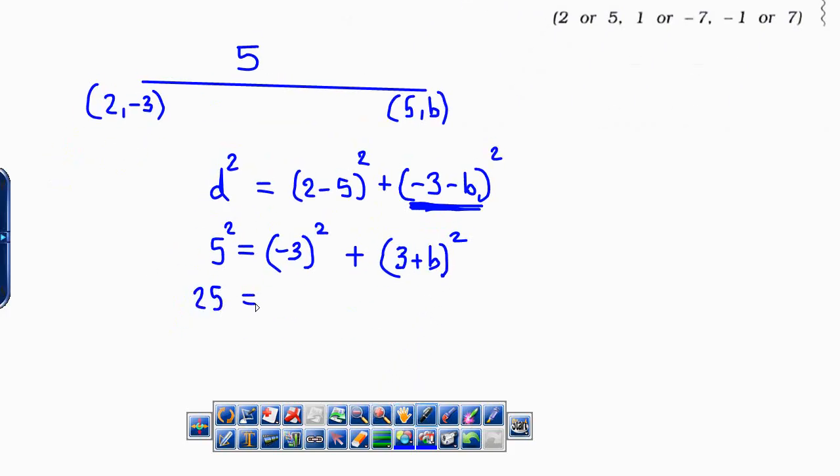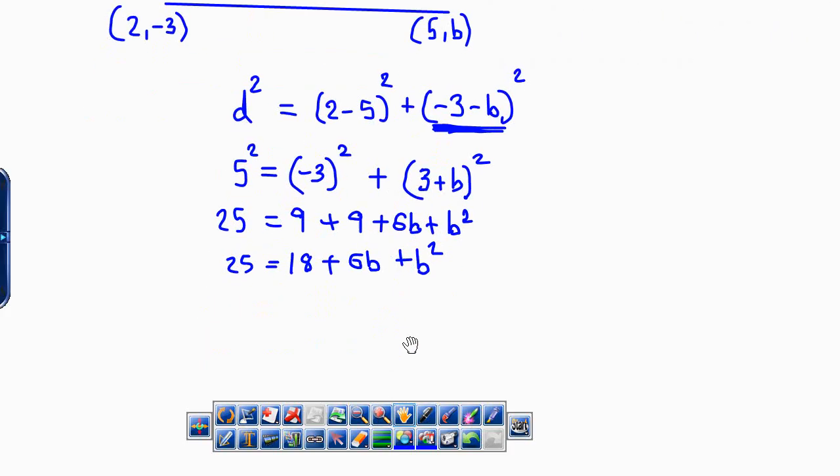So 25 is equal to 9 plus 9 plus 6b plus b square. So 25 is equal to 18 plus 6b plus b square. 25 will go to the right side as minus. So 18 and minus 25 will merge to become minus 7 plus 6b plus b square. Rearrange nicely. b square plus 6b minus 7 is equal to 0.